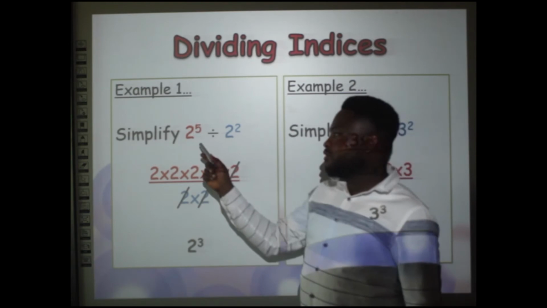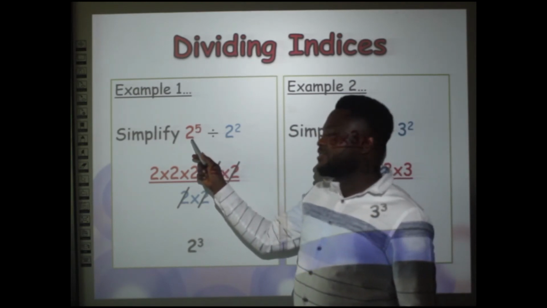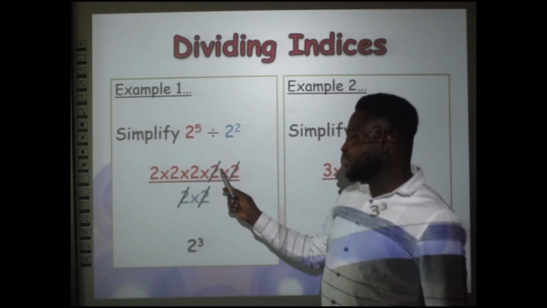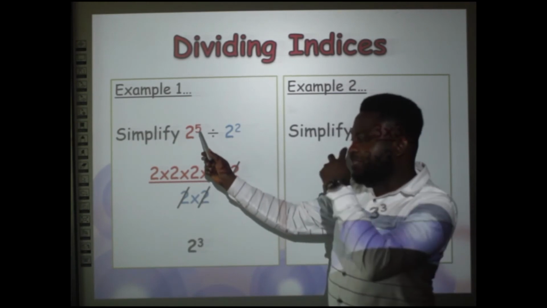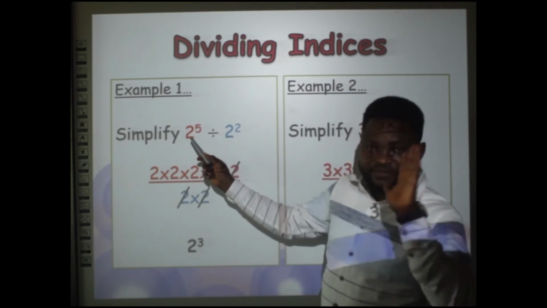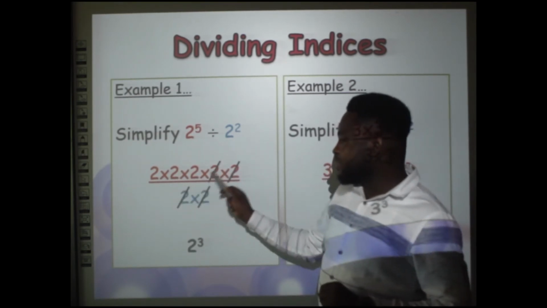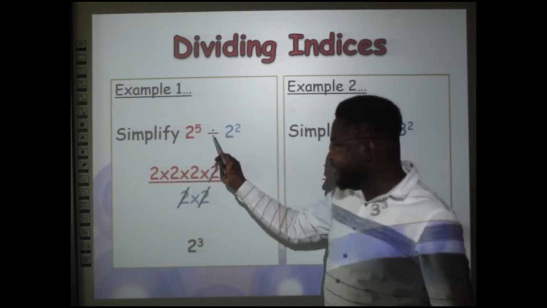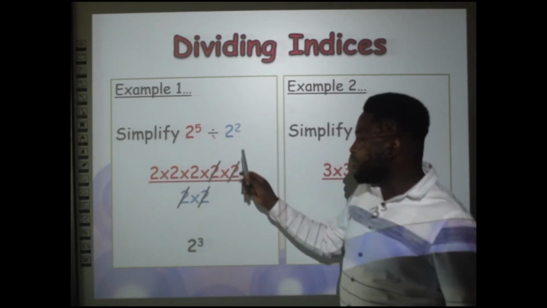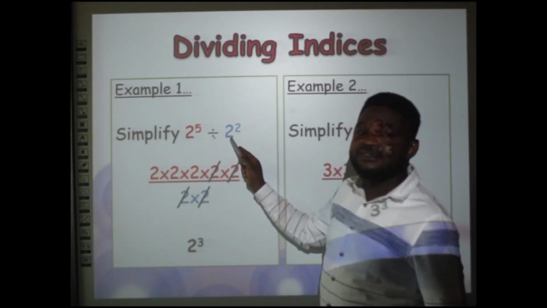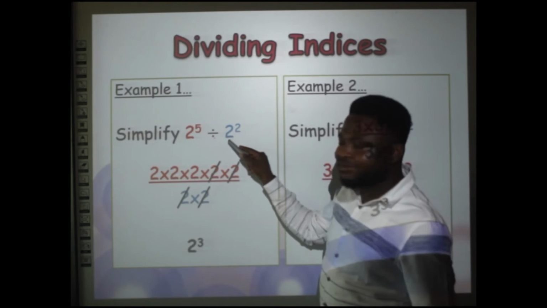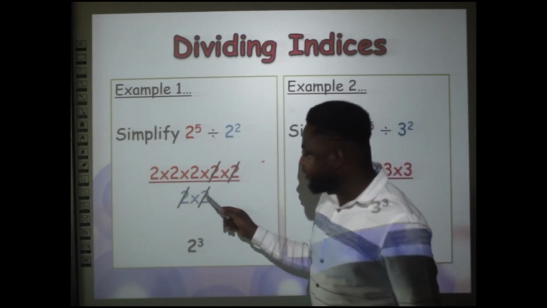Okay, now the first thing we do is you write this out in expanded form, which will give us 2 times 2 times 2 times 2 times 2. Because the exponent here is 5, so you now repeat this 5 times. You multiply by itself 5 times. Okay? 2 times 2 times 2 times 2 times 2. Now divide by this division symbol, 2 raised to the power of 2. That means you are going to rewrite this. You multiply by itself 2 times. Okay, the power will tell you the number of times you multiply the base by itself. So this is going to be 2 times 2.